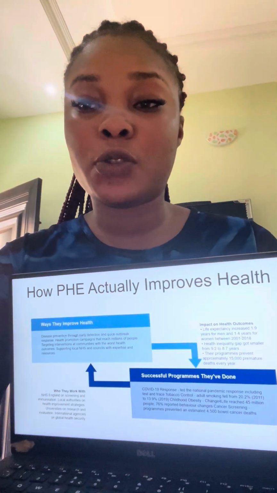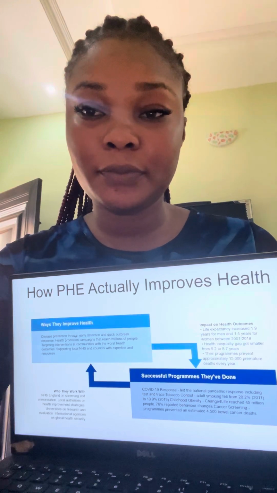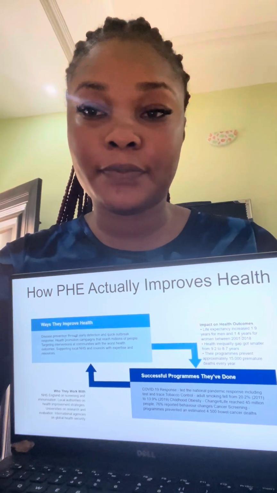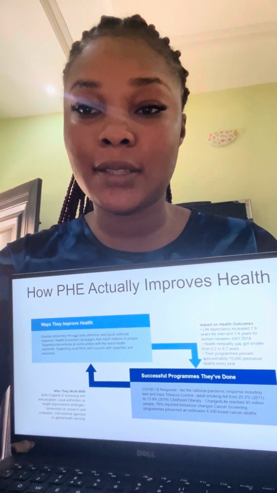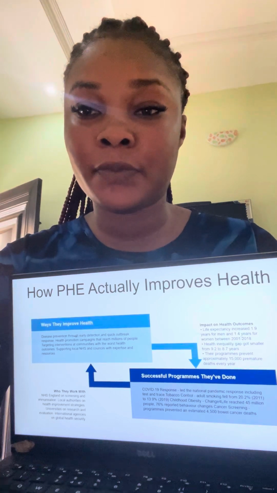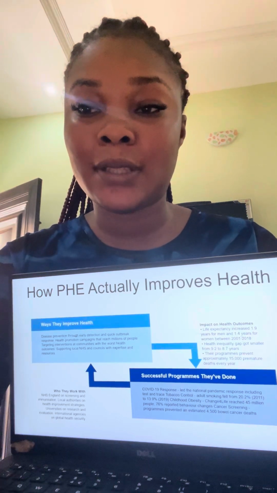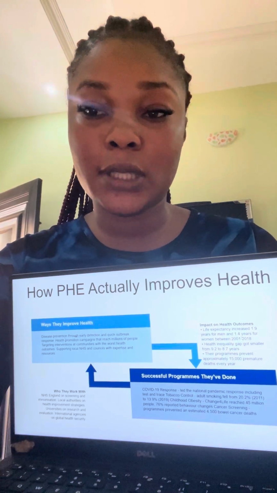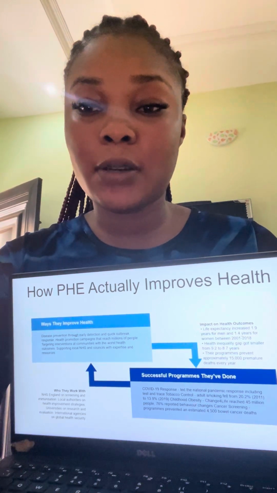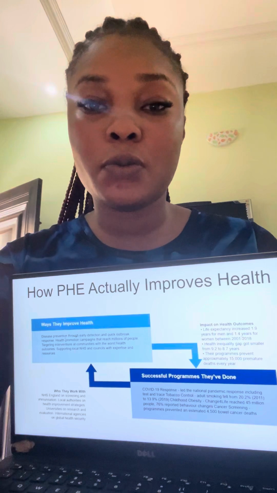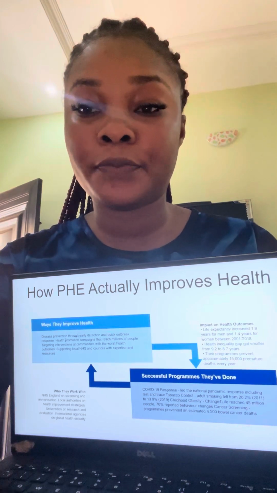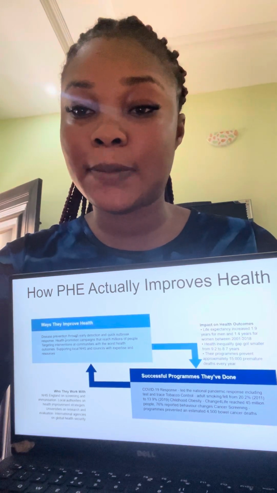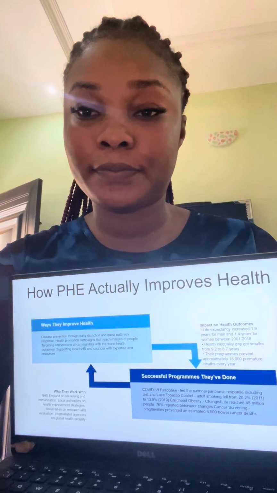How PHE actually improves health. Ways they improve health: disease prevention through early detection and quick outbreak response. Health promotion campaigns that reach millions of people, targeting intervention at communities with the worst health outcomes, supporting local NHS and councils with experts and resources.